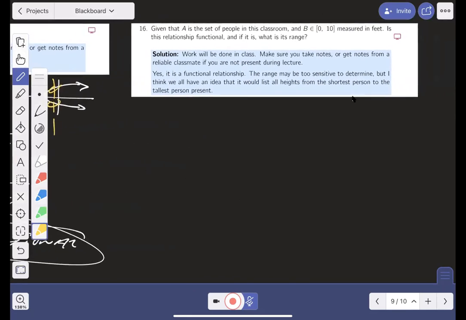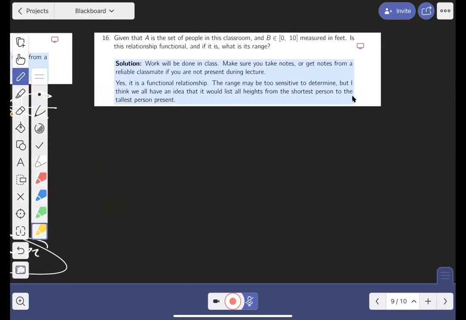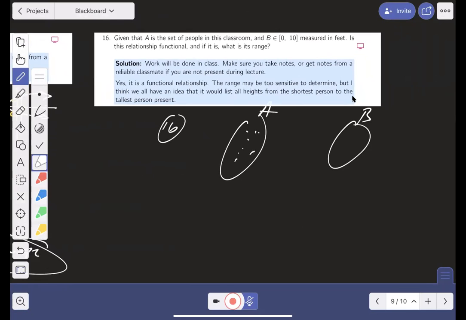All right, let's go to 16. 16 is a strange question to me, but it's not a bad question. It says A is a set of people in a classroom, let's say just our classroom, and B are the numbers between 0 and 10 measured in feet. Everyone in the classroom has some number associated with them. This is A, and this is B. And what number? Their height, right? Everyone's got a height.